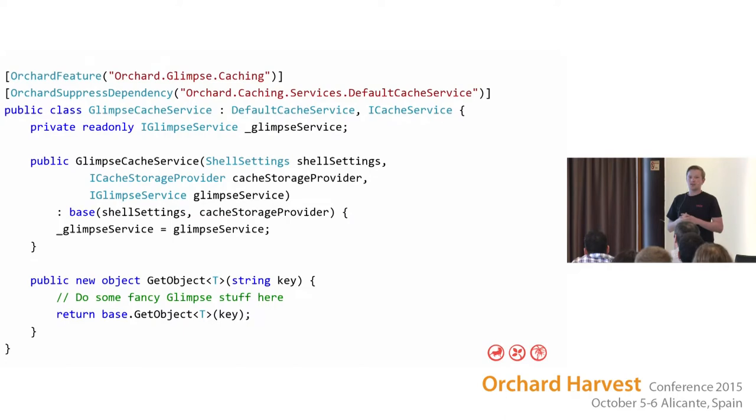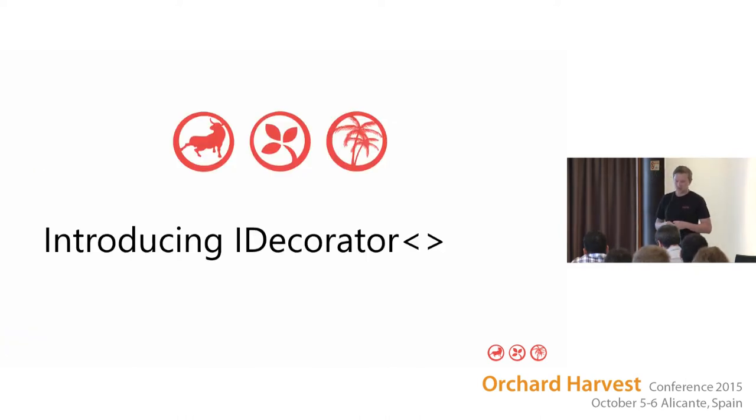Out of the box with Orchard at the moment, it's relatively complex to do. There's no nice IDependency, and it just works. So introducing IDecorator. So this, again, is something that's not yet in Orchard Core. I'm hoping that it will be soon. It's pretty vital to the way that the Glimpse module works.